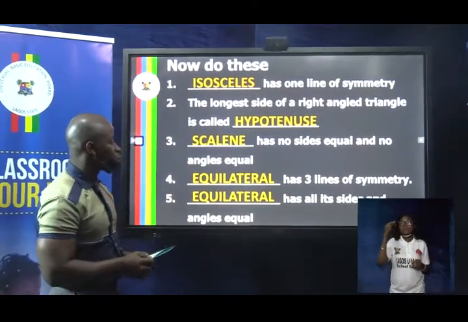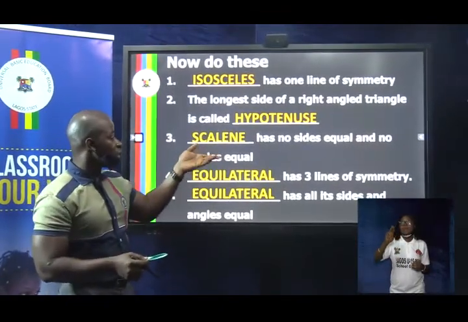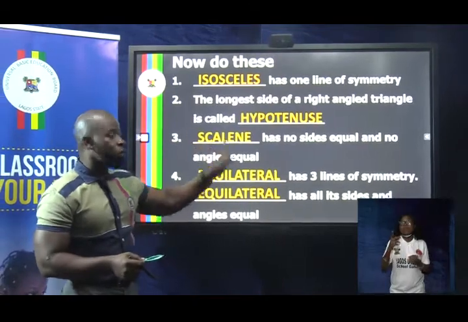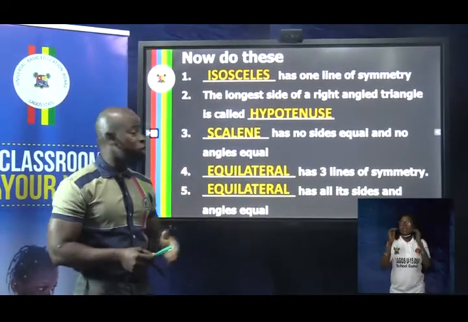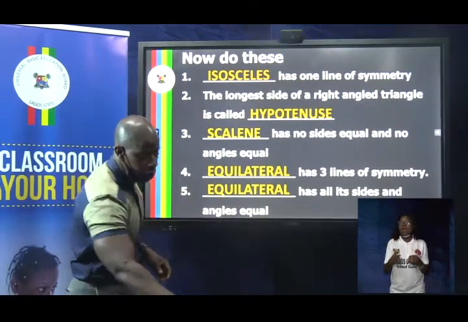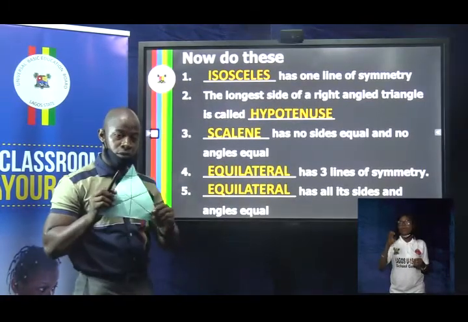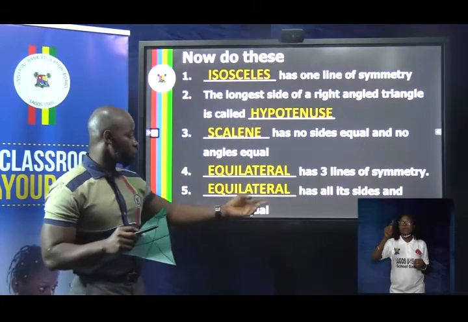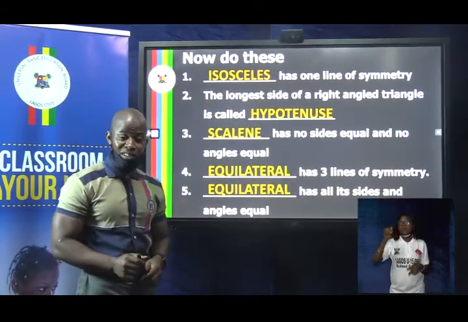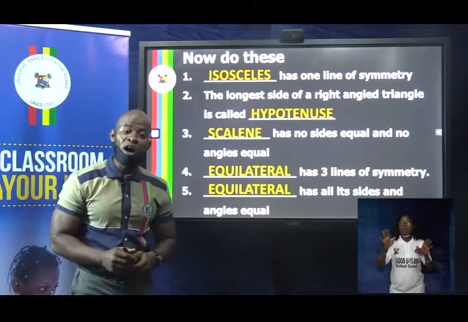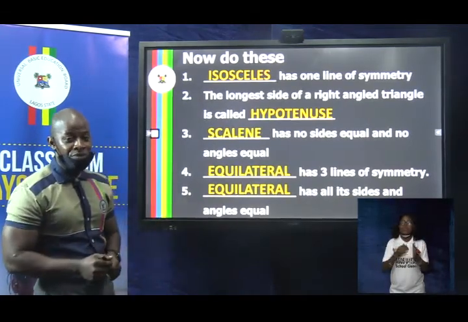It's called the hypotenuse. The first triangle that we treated today was a scalene triangle. None of the sides are equal and none of the angles are equal. Equilateral triangles have 3 lines of symmetry. That's this one. And it also has all the sides and angles equal. Did you get them right? I believe you did. Wonderful children you are, and I will celebrate you with a cheer.